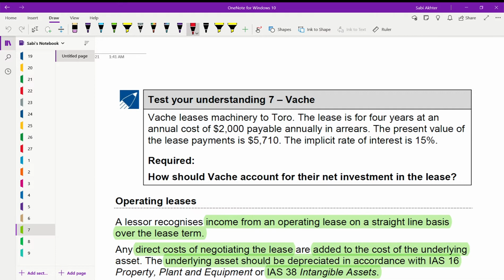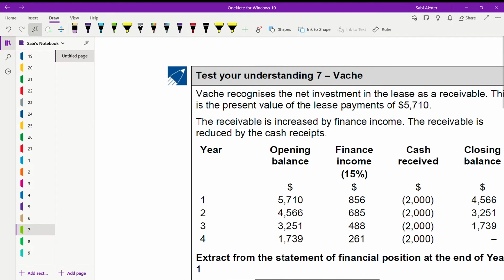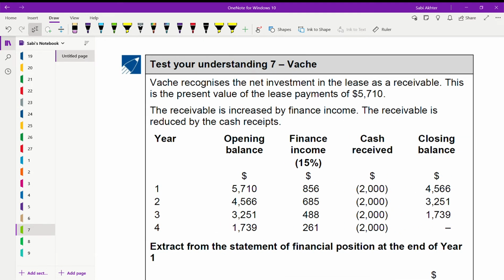Wage leases machinery to Draw. The lease is for 4 years and the annual cost is 20,000 payable annually in arrears. The present value of the lease payment is this one. The anticipated rate is 15%. How should they account for their net investment in the lease? So remember, they recognize the net investment as a receivable. The present value is also given. This receivable will be increased by the finance income, and by cash receipt it will reduce.